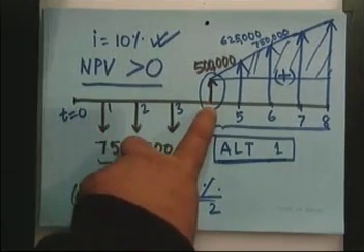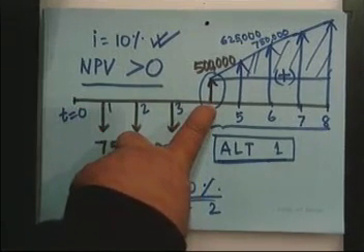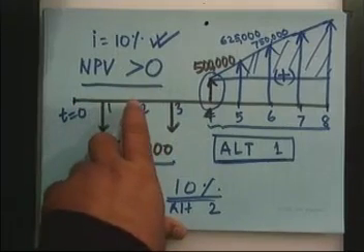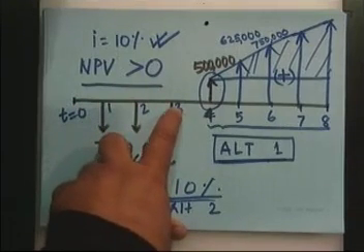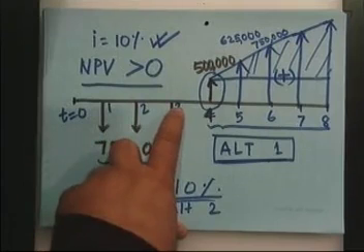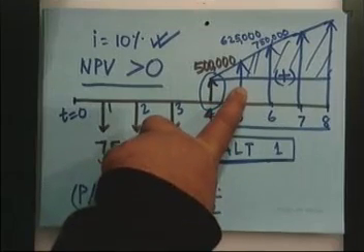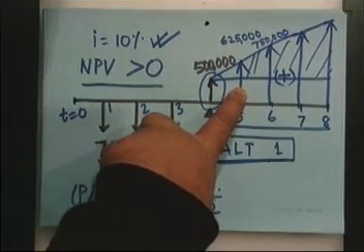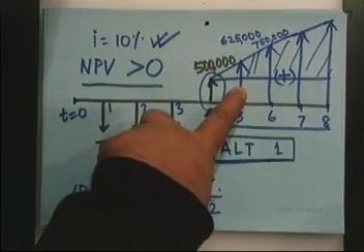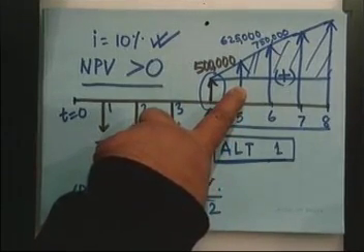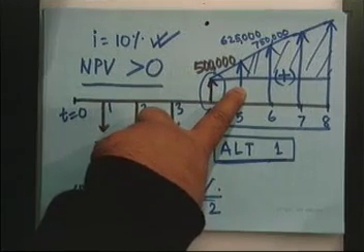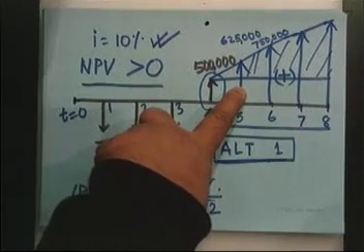So, this 500,000 would be equivalent to 500,000 divided by 1.1 raised to power 4. Similarly, this 625,000 is going to be 625,000 divided by 1.1 raised to power 5.